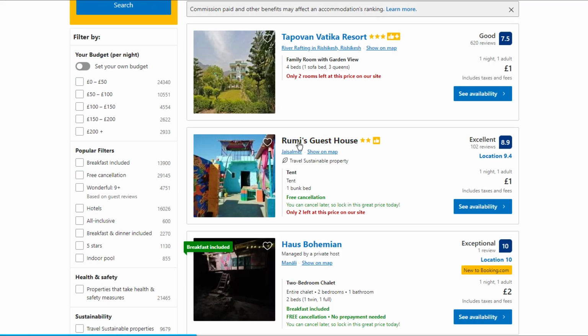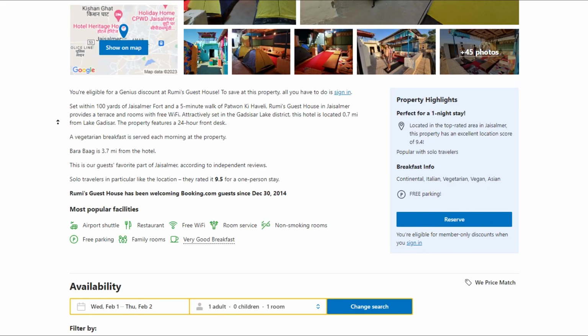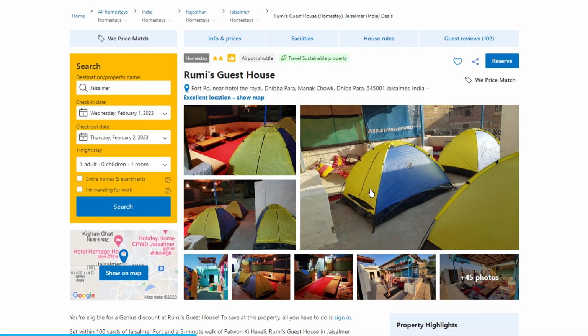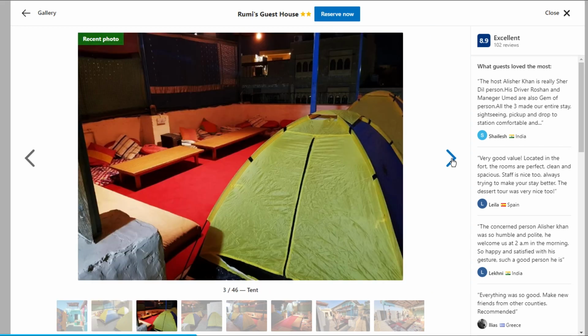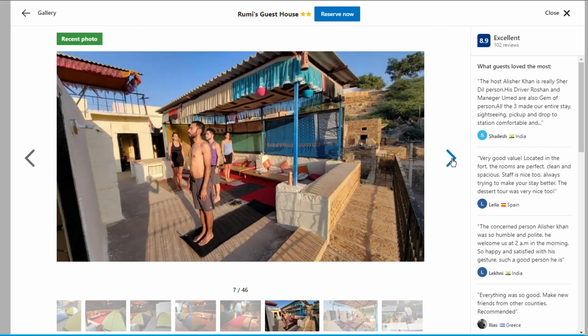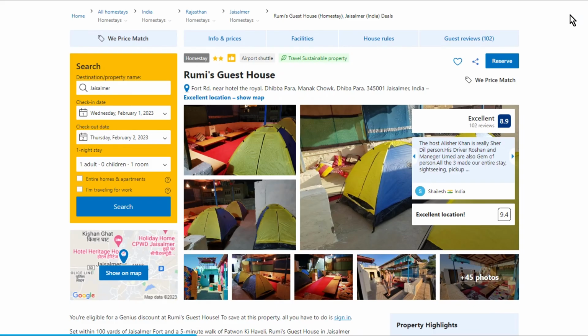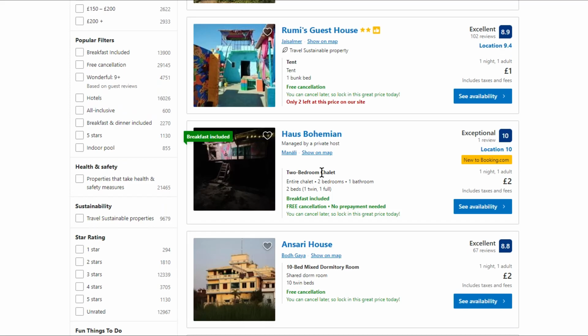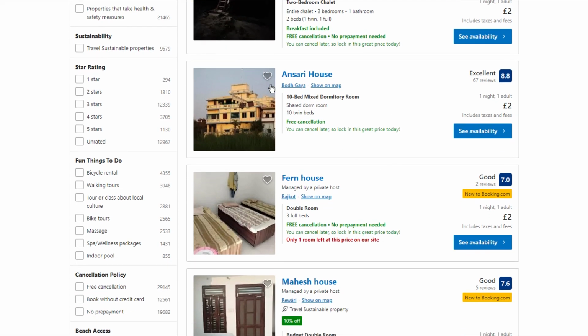Next one's a tent for £1. Does it provide tents or do you have to bring your own? That is not clear. That's quite colourful. There's your tents. As long as it doesn't get cold at night, that's reasonable, I guess, although I'm not sure about sleeping in a tent. 2-bedroom chalet for £2. New to booking.com, 1 review. Okay, I'm disregarding that one. Anything with not many people reviewed, you can't really count.